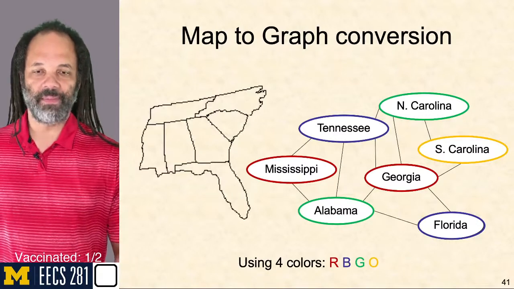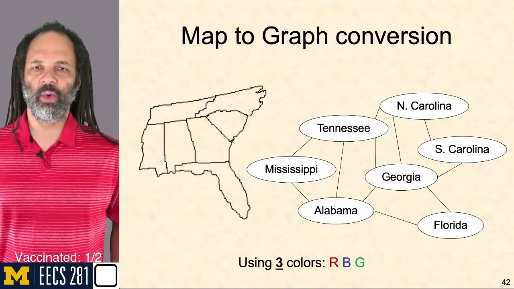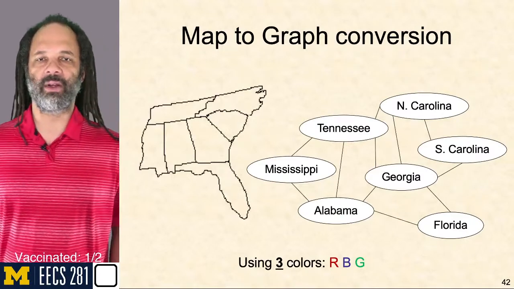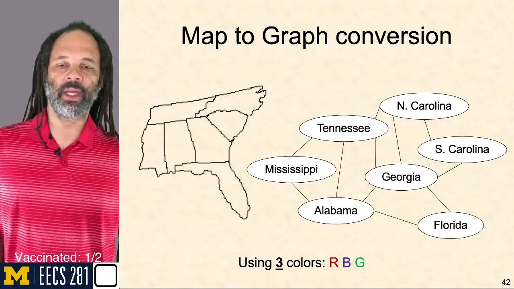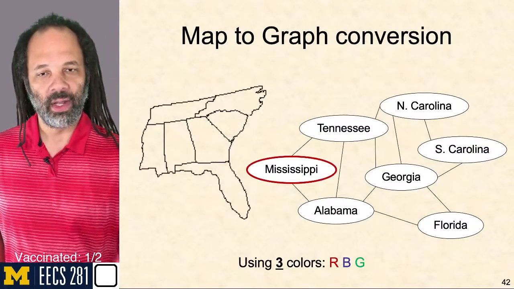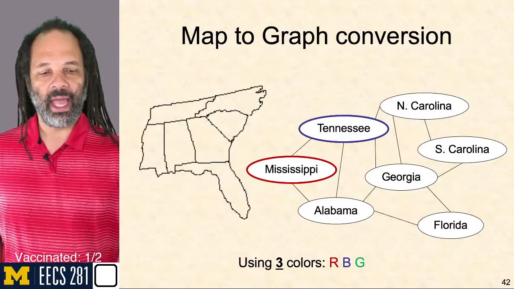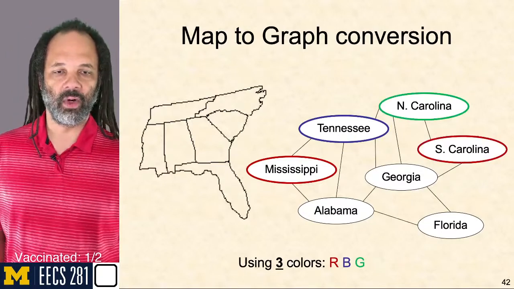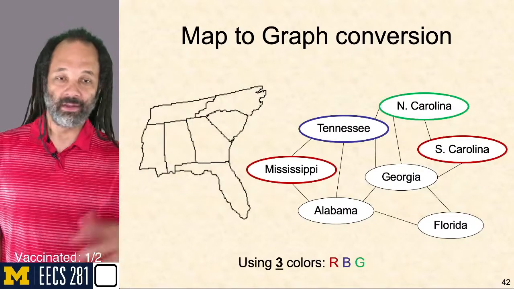Let's up the difficulty level then. Can I do it with just 3 colors? It's harder to have no adjacent colors if there are fewer colors. So starting at Mississippi, I'll do the same thing. I'll color it red. I'll color Tennessee blue, and then North Carolina green. Up next, South Carolina, of course, red.